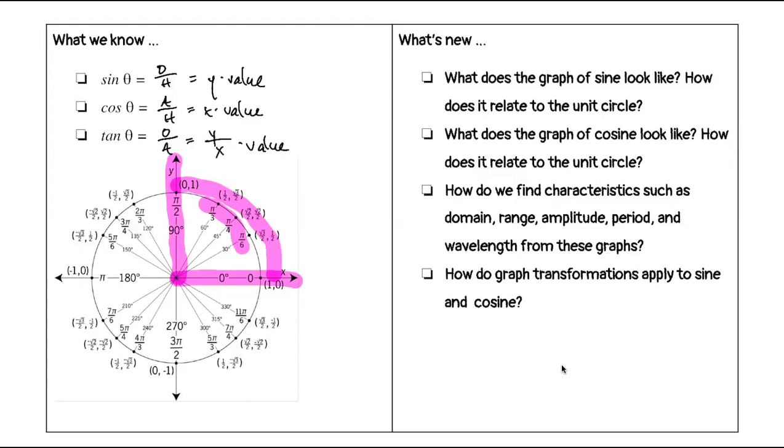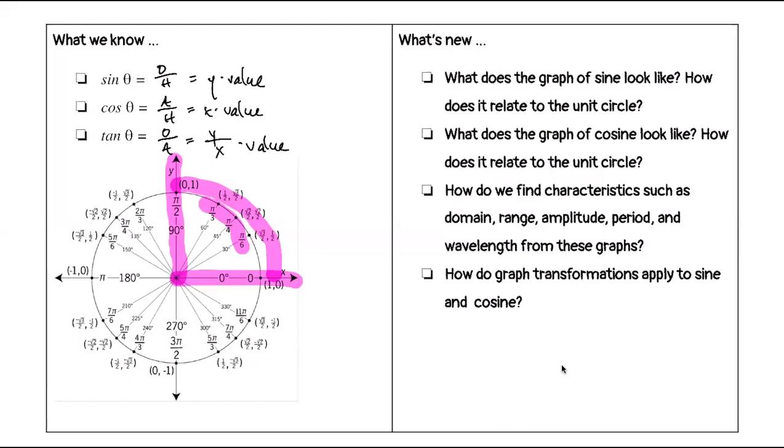All right, so that's what we know. And what's new is a bunch of questions that I hope we have answers to by the end of today's session. What does the graph of sine look like, and how does it relate to the unit circle? And similarly, what does the graph of cosine look like, and how does that relate to the unit circle?